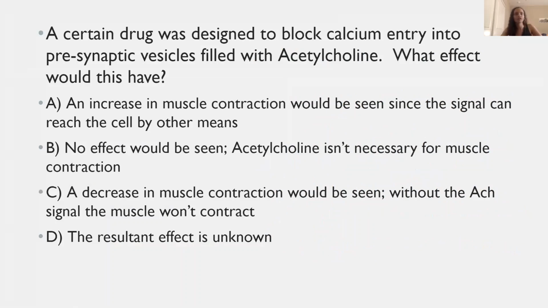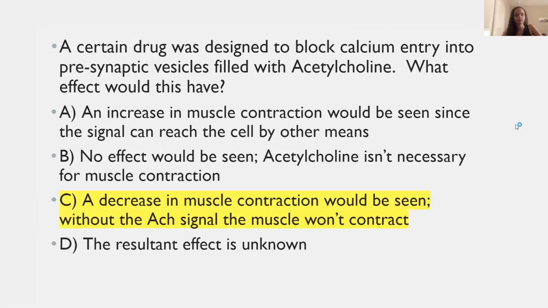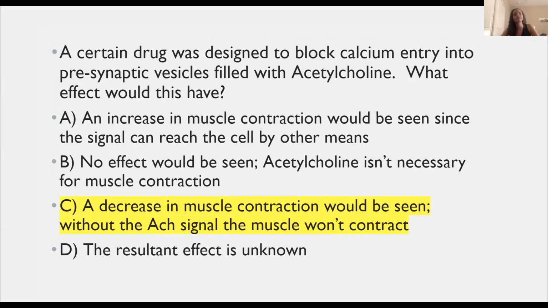Okay, another question. A certain drug was designed to block calcium entry into presynaptic vesicles filled with acetylcholine. What effect do you think this might have? Okay, next slide. Yeah, so a decrease in muscle contraction will be seen. Without the acetylcholine signal, the muscle won't contract. And of course, calcium is responsible for prompting that signal postsynaptically because it prompts vesicle fusion with the membrane.